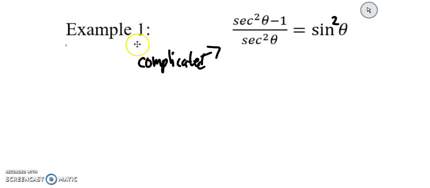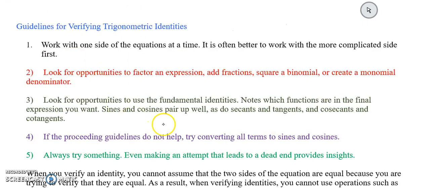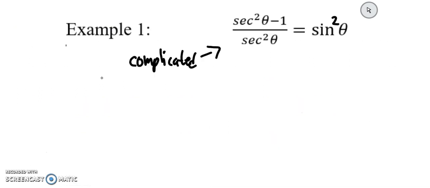Complicated side. All right, so now going back to number two, it says look for opportunities to factor an expression, add fractions, square a binomial, or create a monomial denominator. Now looking at this part here, we can actually do something to break it apart. So we have two different fractions going on and we can simplify from there. And so here I'm going to do this.